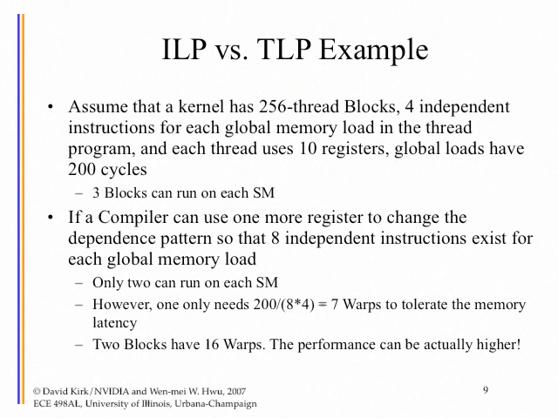Now, how does that really work in this kind of machine? It turns out that you can do it the following way. This is actually not an uncommon scenario. Obviously, it's contrived in a simple way so that you could get the intuition, but the essence actually happens in a lot of these applications. So you assume that the kernel has 256 thread blocks. Again, that matrix multiplication example. And 4 independent instructions for each global memory load in the thread program.